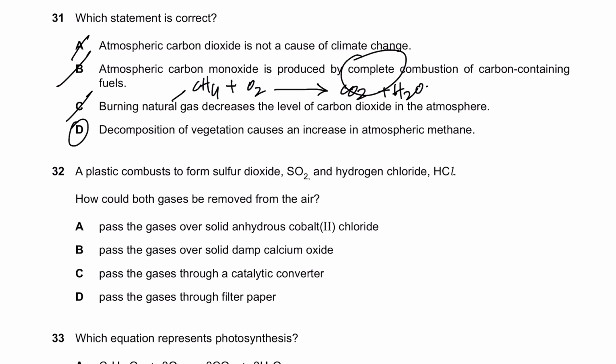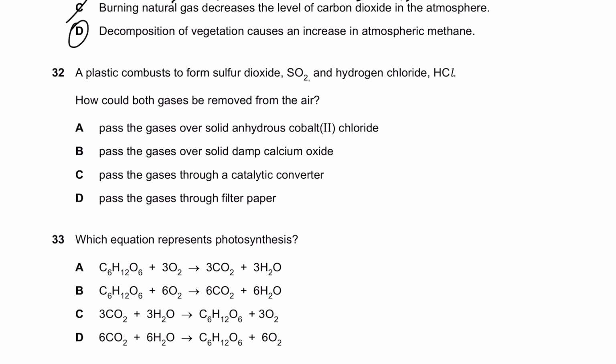Plastic combusts to form sulfur dioxide and hydrogen chloride. Both are acidic. It says, how could both gases be removed? You just react them with a base and there would be a neutralization reaction. Now, pass the gases over anhydrous cobalt chloride. There's no sense in this. Anhydrous cobalt chloride is a test for water. Where is water here, right?